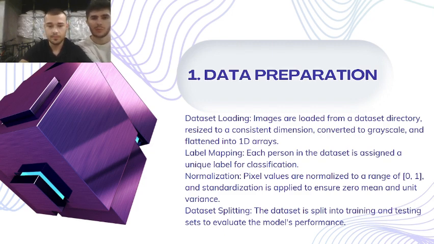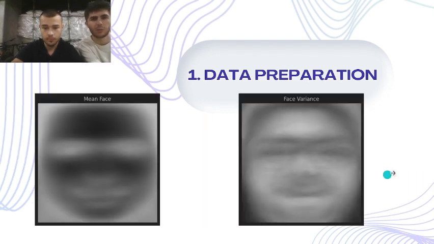Firstly, we have the data preparation. We have the dataset loading. Images are loaded from the dataset directory, resized to a consistent dimension, converted to grayscale, and flattened into 1D arrays. Label mapping. Each person in the dataset is assigned a unique label for classification. Pixel values are normalized to a range from 0 to 1, and standardization is applied to ensure zero mean and unit variance. Dataset splitting. The dataset is split into training and testing sets to evaluate the model's performance. Here is the example of our mean face and face variance.